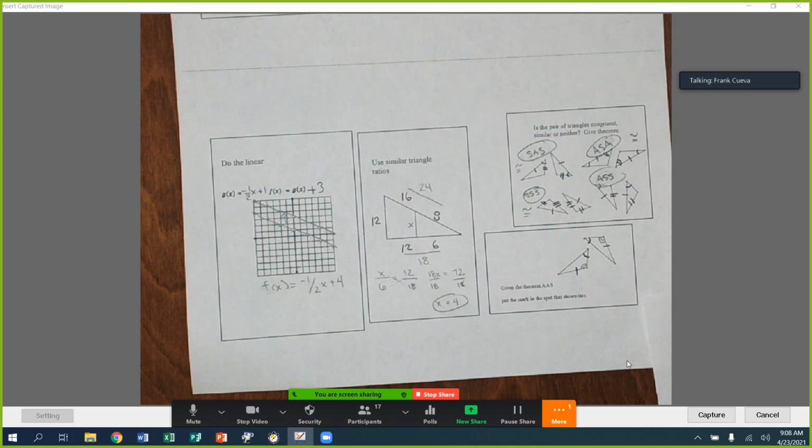Who was talking to me out there? Frankie. What's up, Frankie? Just a quick question about the triangle. It's pretty much the same thing as what we've been doing. You just have to put the X on the side to add to the 12. I didn't really understand your question, but yeah, similar triangles, solving for X, setting them up and solving. Okay, let's move on here.